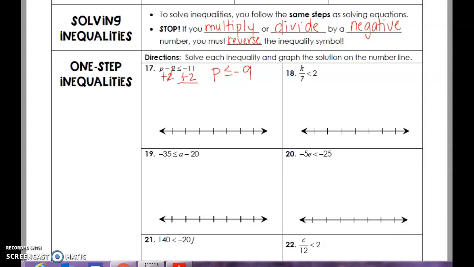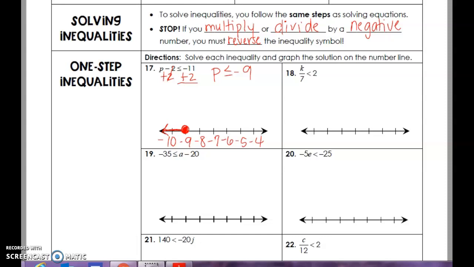Now we're going to graph our inequality on the number line. Remember, this includes negative 9, so we're going to use a closed circle, and the direction in which our symbol points is to the left. So that tells us that p is any value less than or equal to negative 9. And as we can see on our number line, negative 10 is less than negative 9.